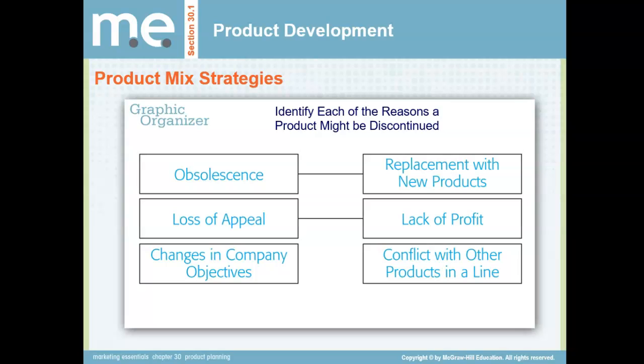So, why might a product be discontinued? Obsolescence. Same thing. Phones, right? The iPhone 5, no longer worth having, right? It's obsolete. We've replaced it with new products. Sometimes there's a trend change and there becomes a loss of appeal and there's no longer profits and we have to eliminate the phone. This happened with BlackBerry. BlackBerry lost their appeal because of the way technology changed and trends changed, and they did not make profit and had to restructure their company and what they do. Man, I love my BlackBerry though. Changes in company objectives may conflict with other products in a line.